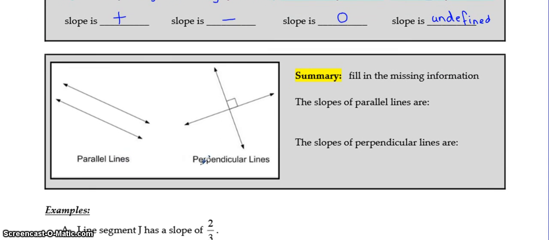The next thing is parallel and perpendicular lines. The slopes of parallel lines are equal, and the slopes of perpendicular lines are opposite reciprocals. Opposite meaning they have the opposite sign, positive or negative. Reciprocals means you flip them upside down.